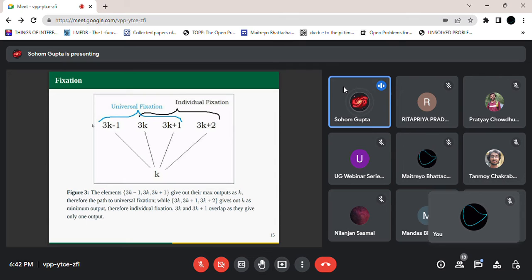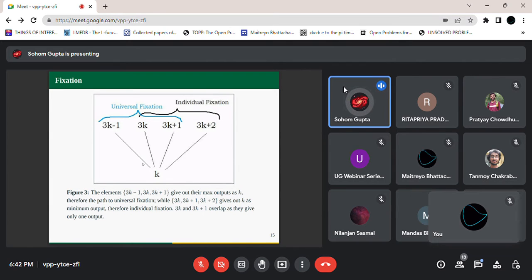But when you're tackling universal fixation, you have to tackle this path. And what does 3k minus 1 take you to? Basically, 3k minus 1 takes you to two different numbers, k minus 1 and k. And k minus 1 is always smaller than k. So k is the larger path of the two. So basically, you are fixing the larger path here, while in individual, you're fixing a smaller path.